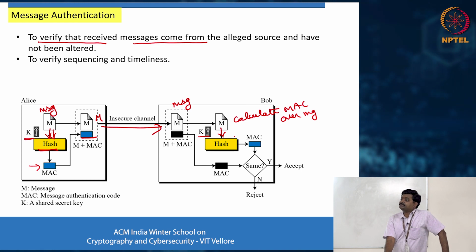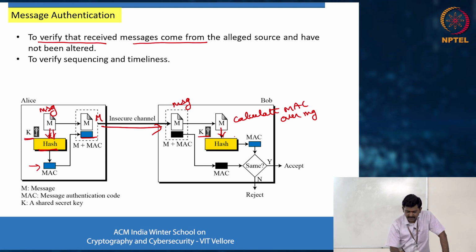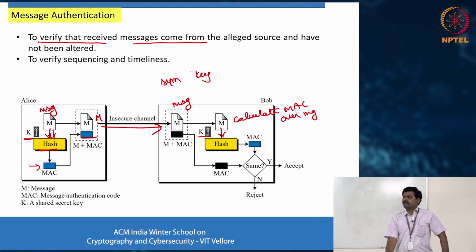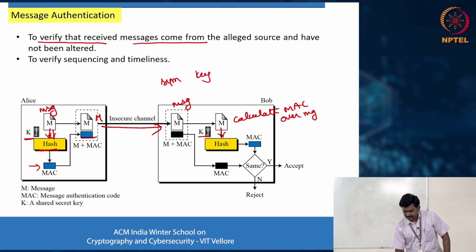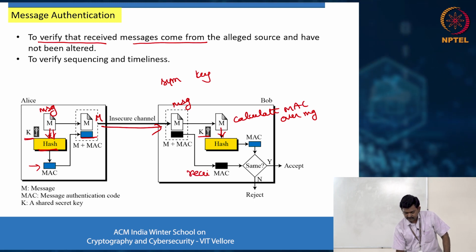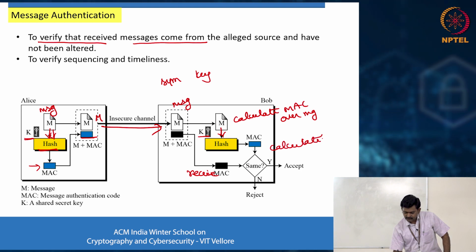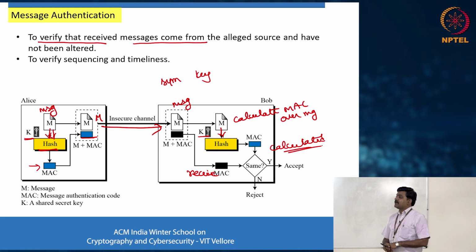Which key here? When I say key, which key is it? Symmetric or asymmetric? So symmetric. So the key is a symmetric key, right? So what he gets is the MAC code. Finally he checks whether the received MAC and the calculated MAC are the same or not.